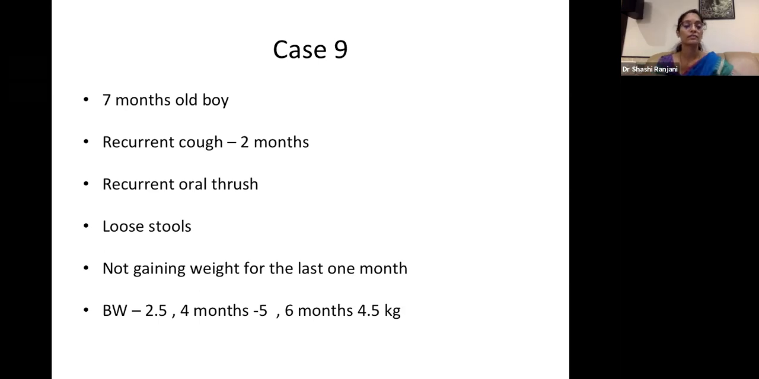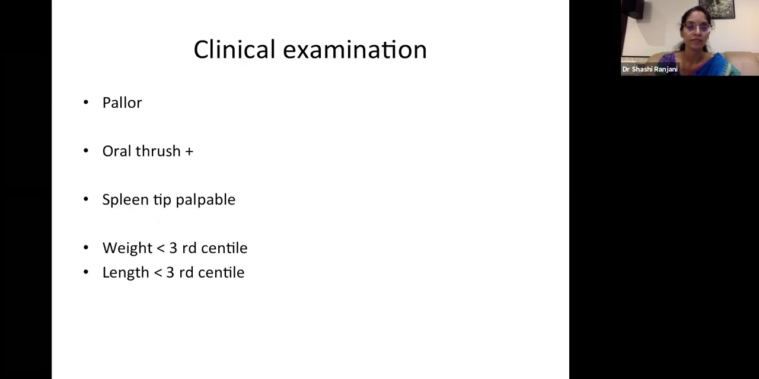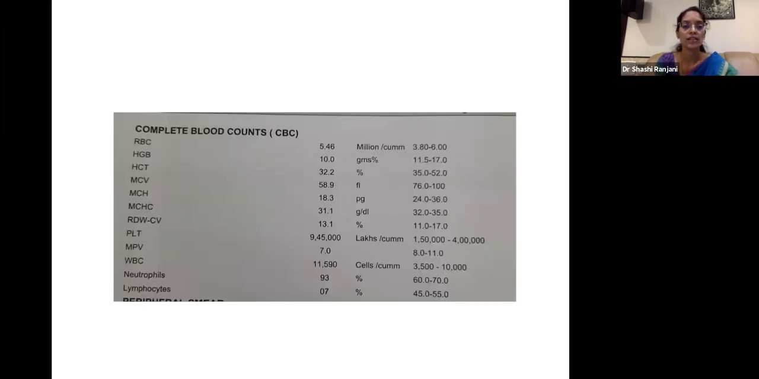So the birth weight was 2.5 kilos. At 4 months, he was 5, but at 6 months, he's starting to lose weight. So on admission, he was 4.5 kilos. On examination, he was pale, had oral thrush, spleen tip was palpable, and his weight was less than the third centile, and length was also less than the third centile. So this means that there has been something going on in the background which we're yet to find out what it is. So we did the investigations.